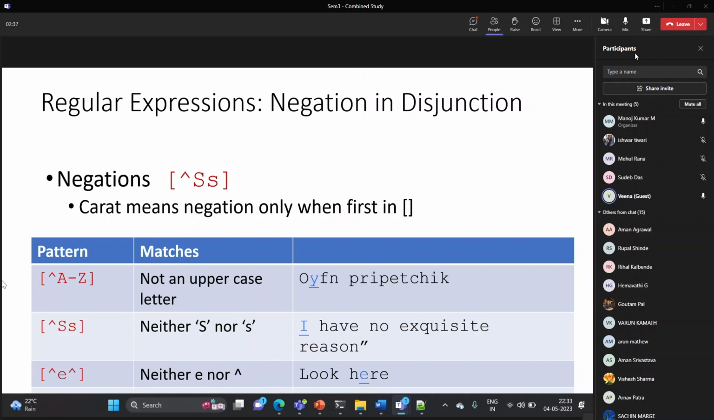So in this case, it will eliminate e, and it will eliminate the caret symbol also. So in a line, if you have this symbol anywhere, that will be eliminated. Also, anywhere e is there, it will be eliminated.